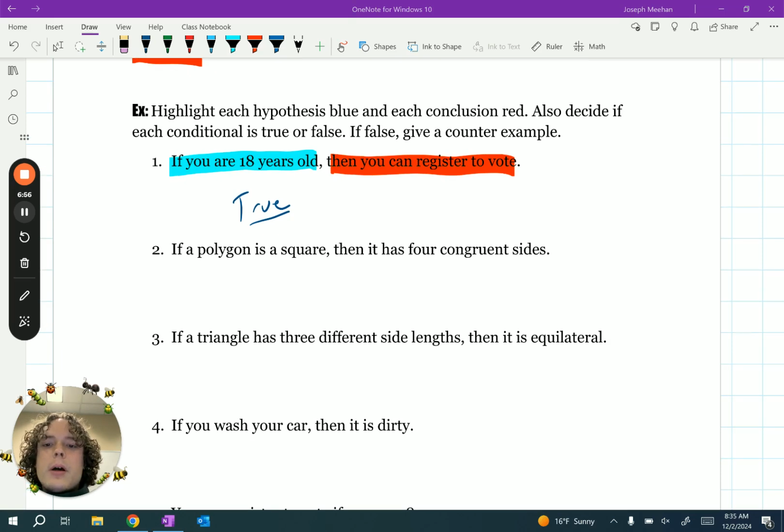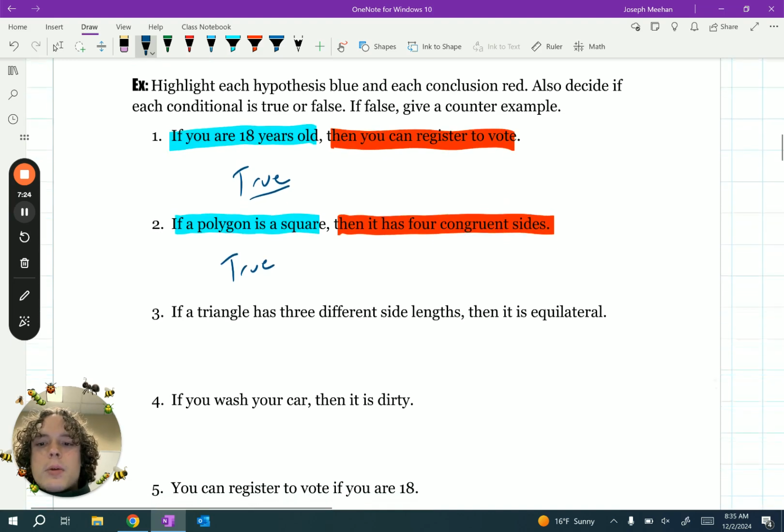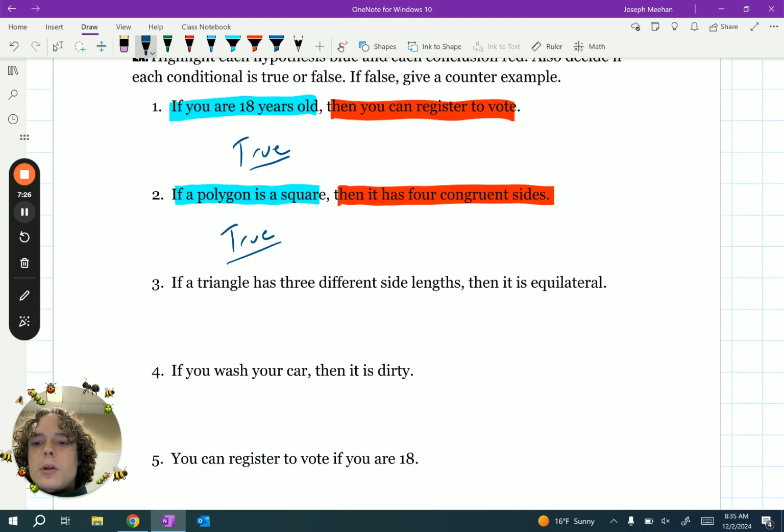So we're going to stick with that. All right, number two here, it says if a polygon is a square, then it has four congruent sides. If a polygon is a square is the hypothesis, then it has four congruent sides is the conclusion. A polygon is pretty much just a non-circular shape, if you didn't know. So if a shape is a square, then it has four congruent sides. I think that's true, right? That's pretty much the definition of a square. Four congruent sides. That works for me.